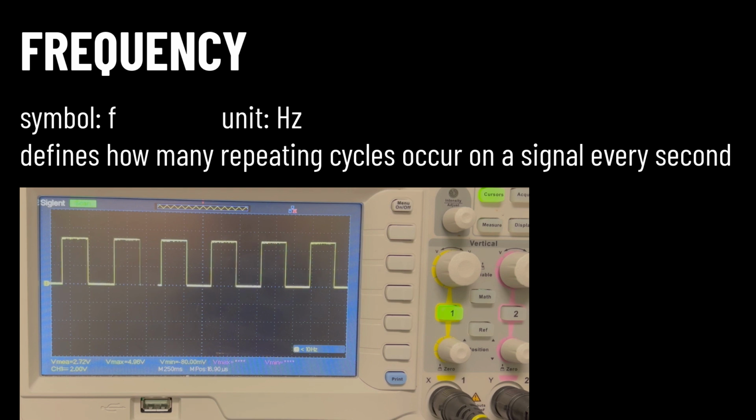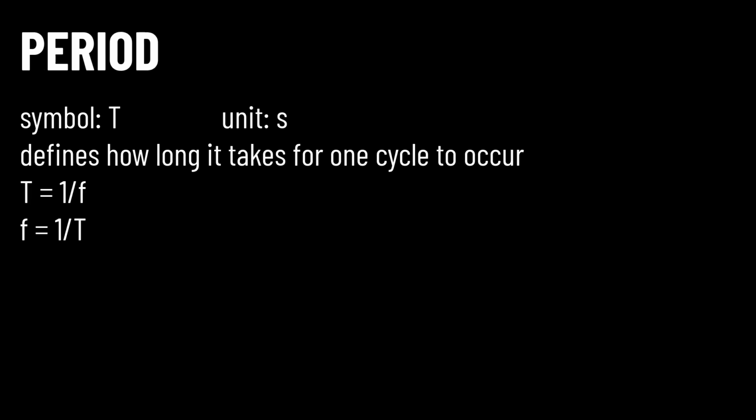Clock frequency is a typical metric used when describing the speed of a computer or microcontroller processor. Period, on the other hand, is the reciprocal of frequency. Period uses the symbol T. T equals 1 divided by F, and vice versa. F equals 1 divided by T.